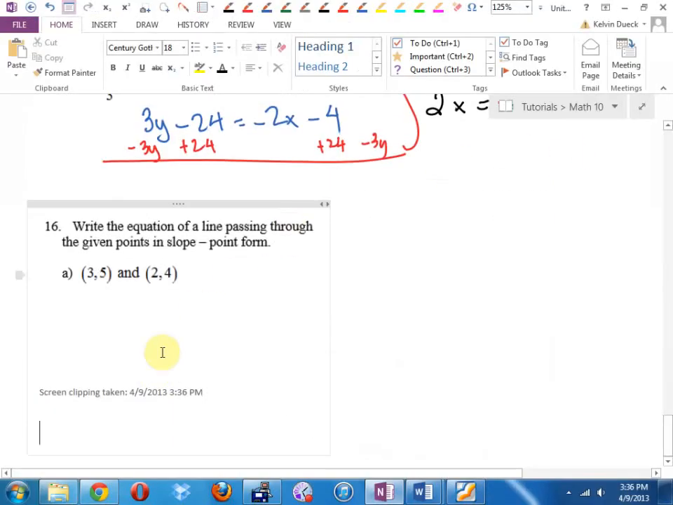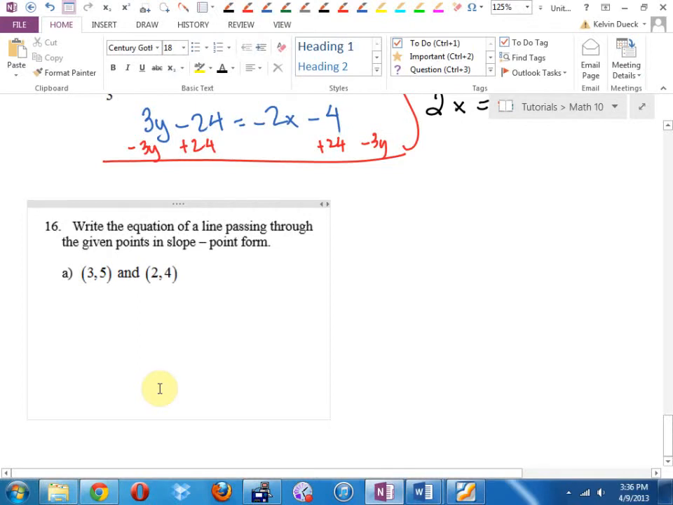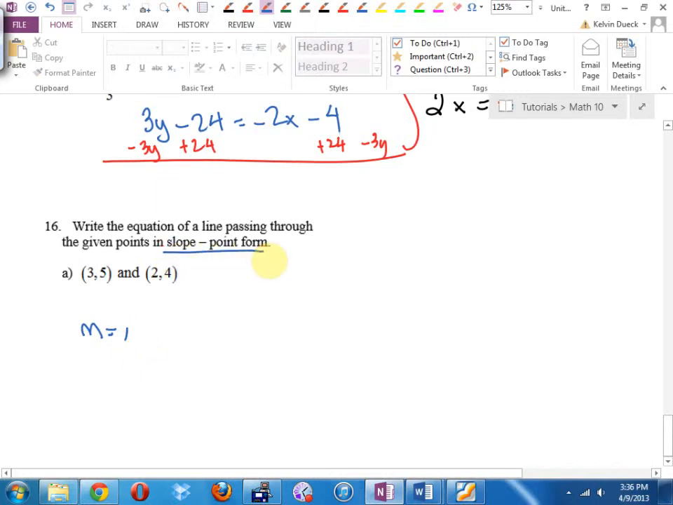Because the issue here, so you went y2 minus y1 over x2 minus x1, and you found that the slope is just 1. And because it wants slope point form, here's really what that means. You can either go y minus 5 equals 1 bracket x minus 3, or y minus 4 equals 1 bracket x minus 2. Both of those work. There's more than one answer for each one of these because I gave you 2 points. It depends which point you use to write your slope point form.